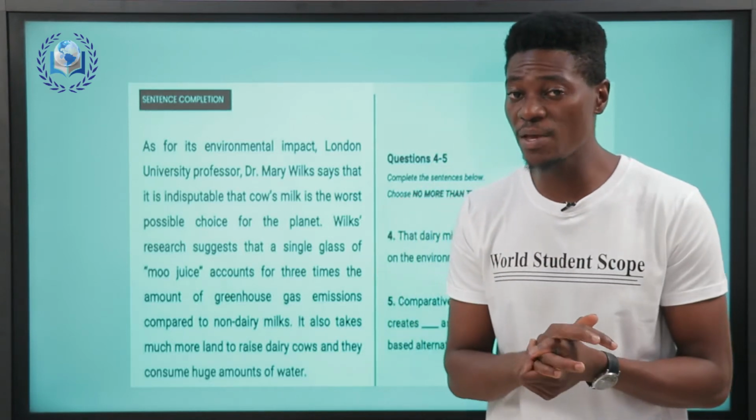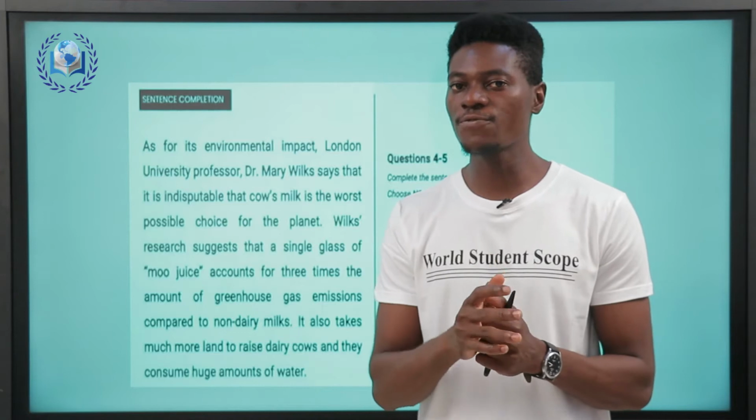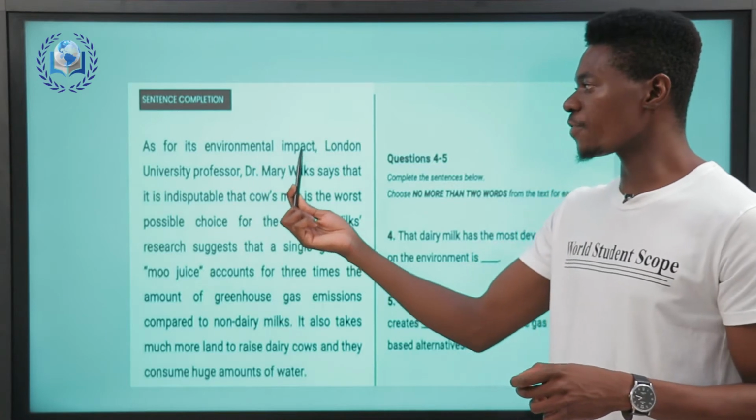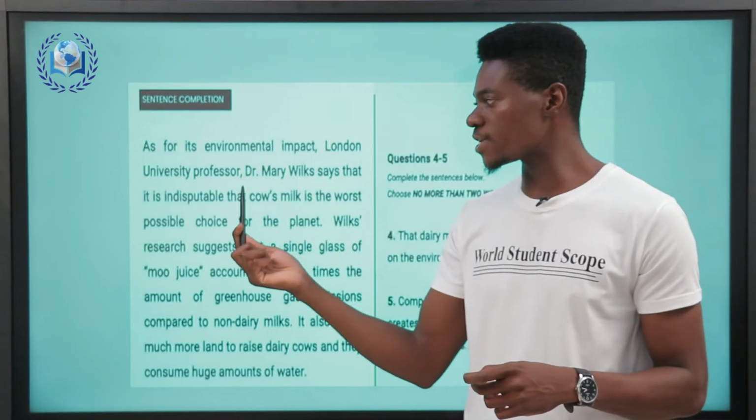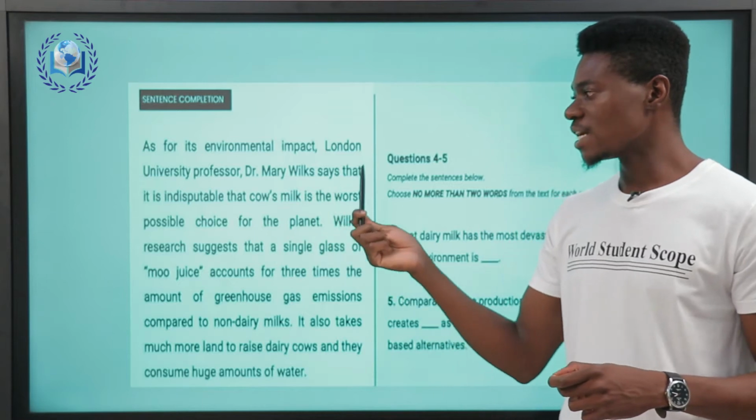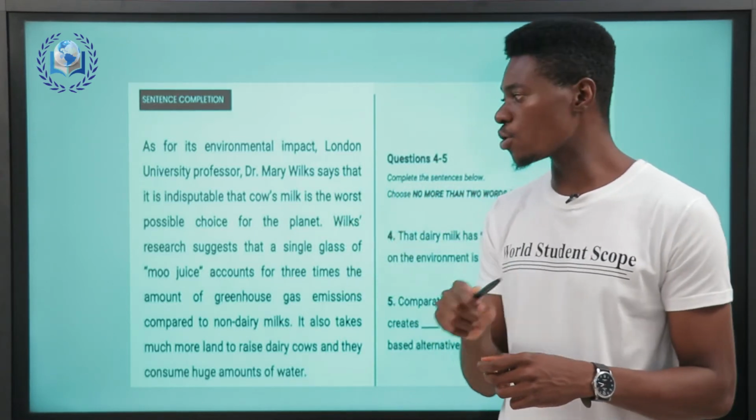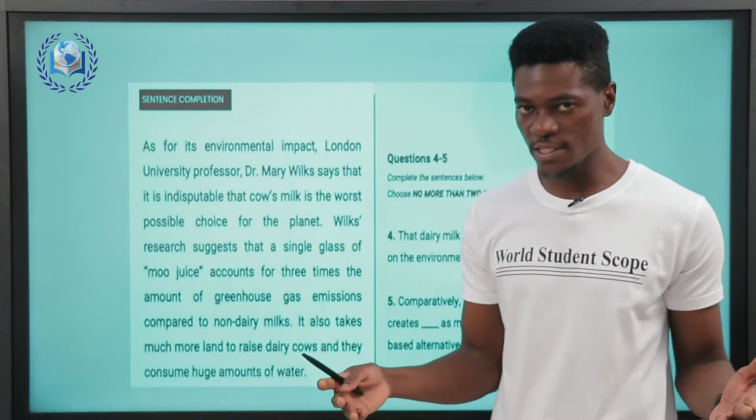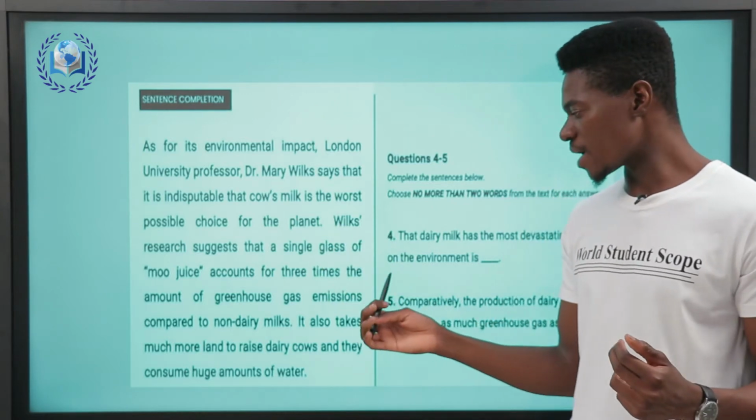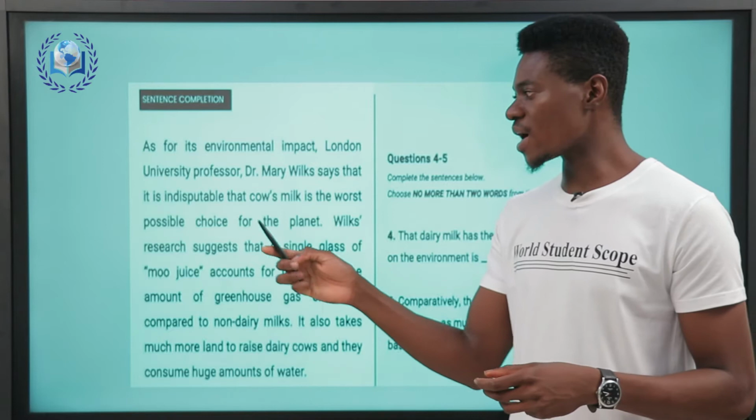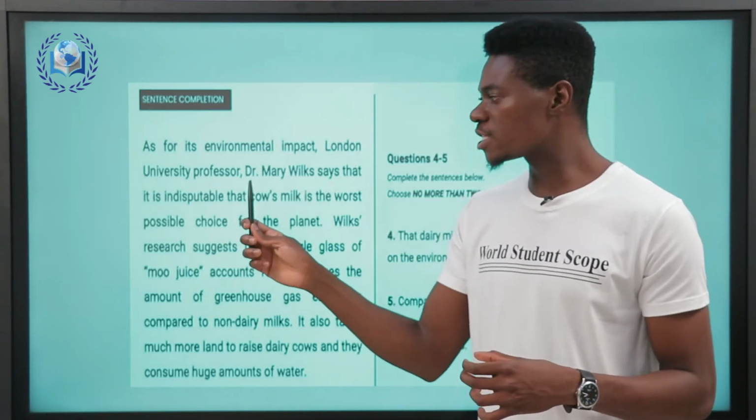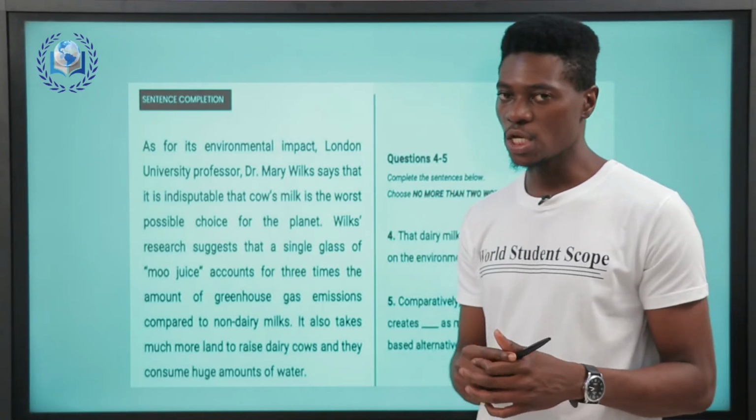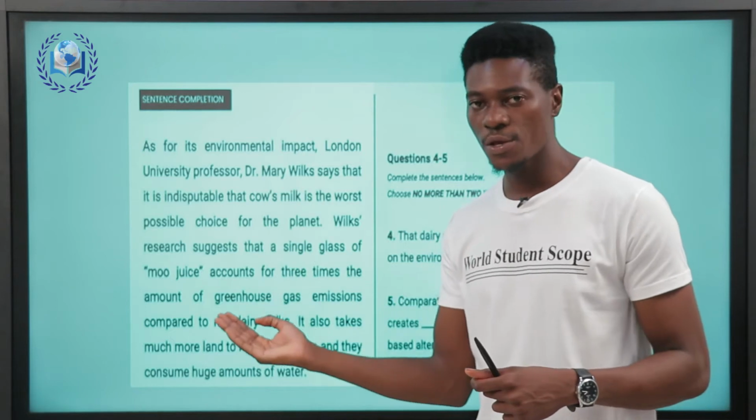Because to devastate something means to degrade it or have negative effects. So let's read. As for environment impact, London University professor Dr. Mary Wilkes said that it is indisputable that cow's milk is the worst possible choice for the planet. In the word planet, the synonym has been used as environment. So your answer will be indisputable. On environment is indisputable. So the synonym has been used here.